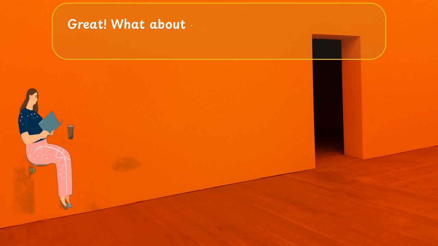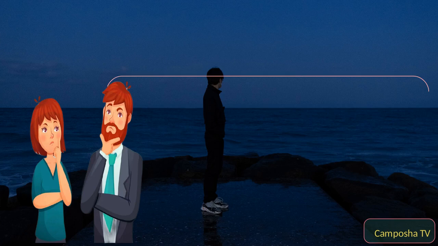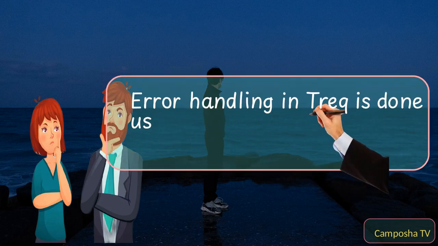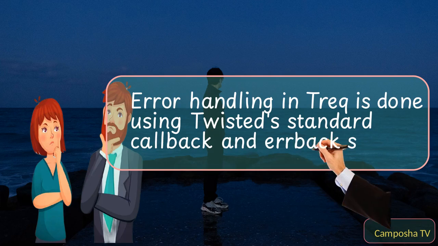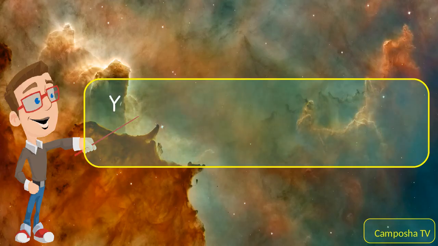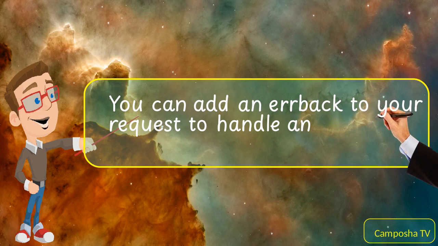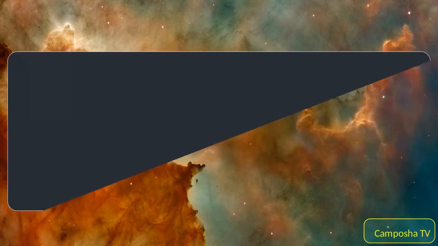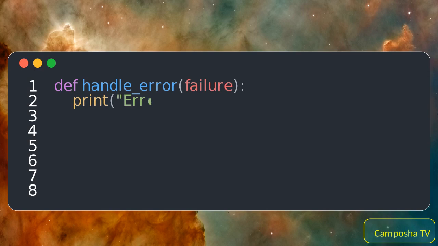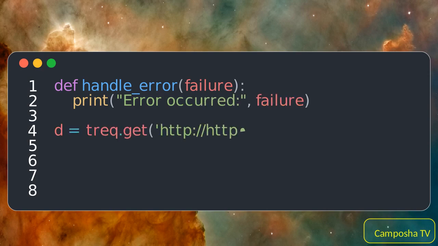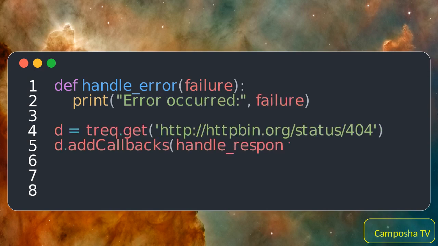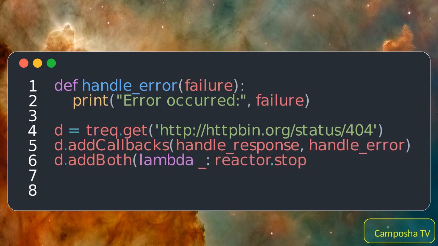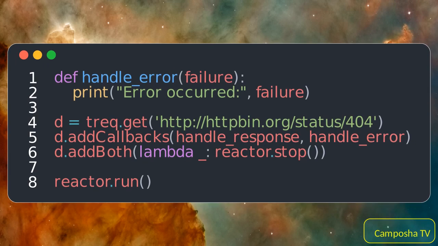Great. What about error handling? How do I deal with failed requests? Error handling in Treq is done using Twisted's standard callback and errback system. You can add an errback to your request to handle any errors that occur. In this example, handle_error will be called if the request results in an error.